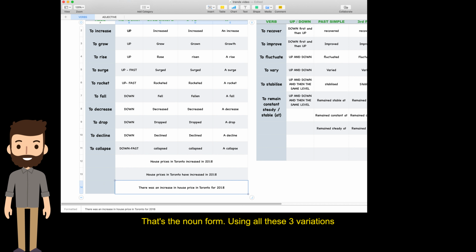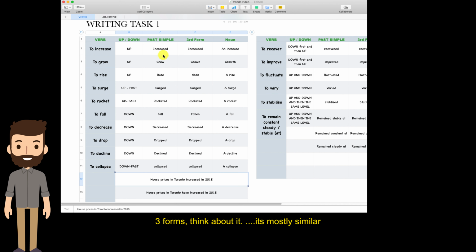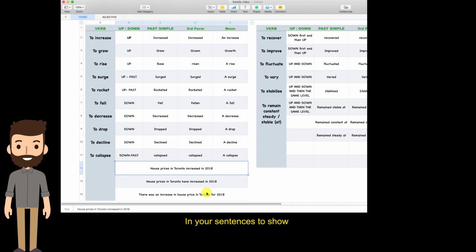Using all these 3 variations would show that you have a slightly better grammar level. And it also stops you from always saying house prices increased, house prices grew, house prices rose, and it's just boring. So learning these 3 forms, and if you think about it, it's mostly similar. And you can keep varying it in your sentences to show that you have a wider range of grammatical structures. I hope you found this useful.